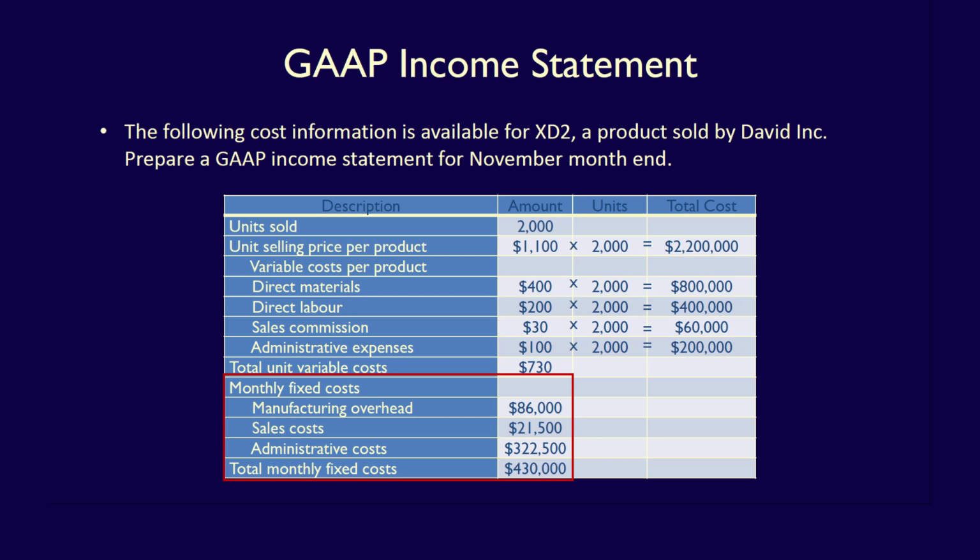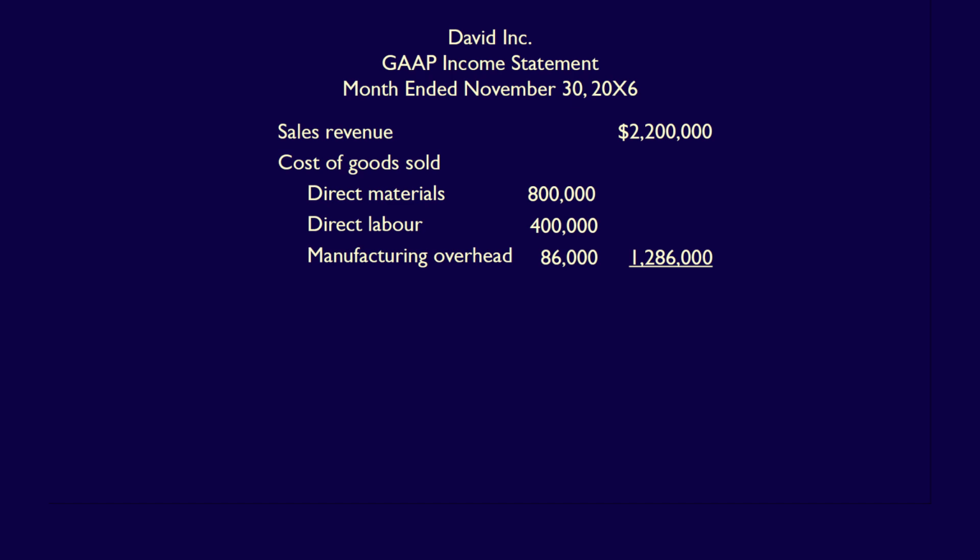We now have all the necessary information to complete our standard GAAP income statement. We'll start our income statement with the company name, David Inc., followed by the name of the statement, which in this case is GAAP income statement, and then the date, month ended November 30th, 2000X6. Sales revenue is $2,200,000. Next, the heading cost of goods sold, followed by all of the manufacturing costs, starting with direct materials of $800,000, then direct labor of $400,000, and finally manufacturing overhead of $86,000.